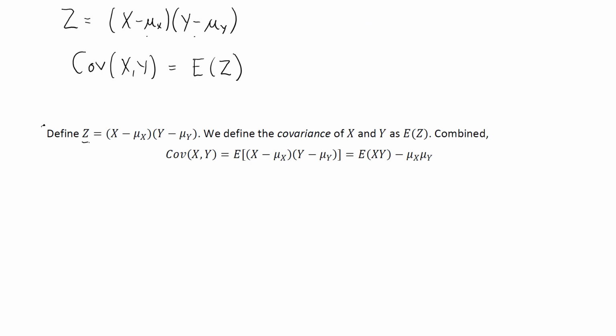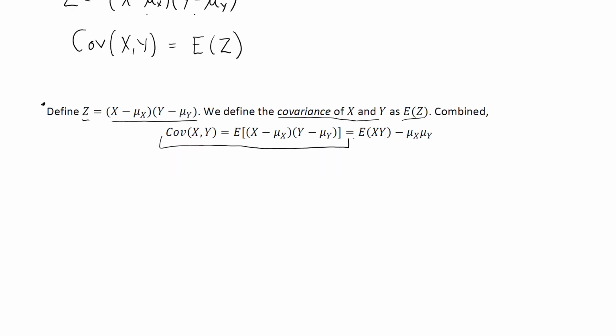Here is what we have. We define z as this product. It's a function of two random variables, x and y, and we simply define the covariance of x and y as the expected value of z. Putting it all together, you see the definition of covariance the way it's typically displayed. We also have this alternative formula for the covariance, which will follow from this one simply by multiplying out this parenthesis. So this is the definition of the covariance, but it doesn't really help you if you want to calculate the covariance. To calculate the covariance, we need to use the formula for how we calculate the expected value of a function of two random variables.